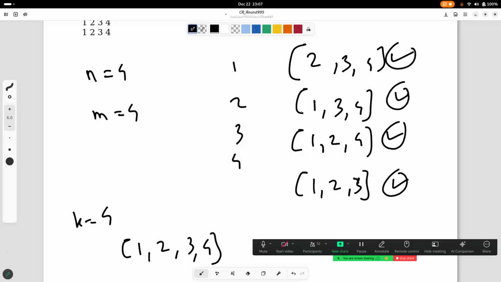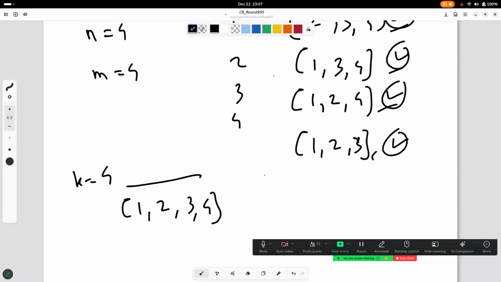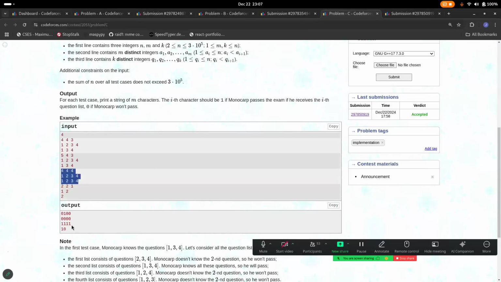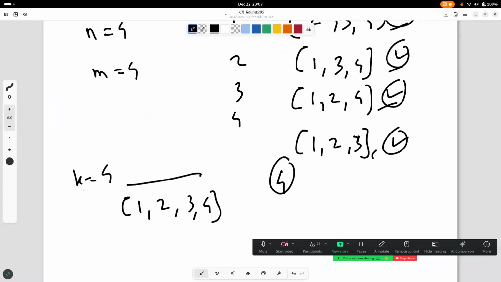Basically, if you could solve 1, 2, 3, 4, all the questions, then any list can contain questions between 1 and n only. So all the lists could be solved. So the number of lists you could solve was 4 in this case, so the answer would be 1, 1, 1, 1. In the first test case, you could only solve the second list, so the answer would be 0, 1, 0, 0. And similarly for the final test case.